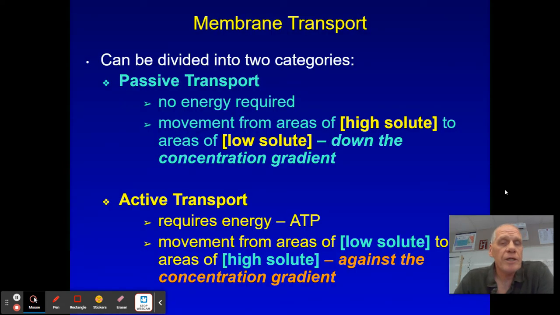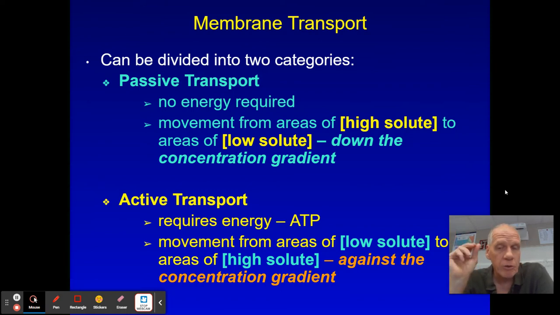Okay, so we can divide membrane transport into two major categories: passive transport, which requires no energy, and active transport, which requires energy in the form of ATP. So think about passive transport. It's a movement from areas of high solute concentration. Those little square brackets around solute mean concentration of. So the way I read that is high solute concentration, to areas of low solute concentration, i.e. passive transport only works going down the concentration gradient from high to low. That's like a rock rolling down a hill.